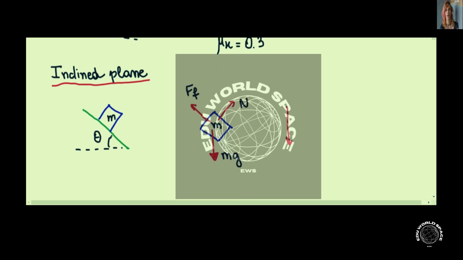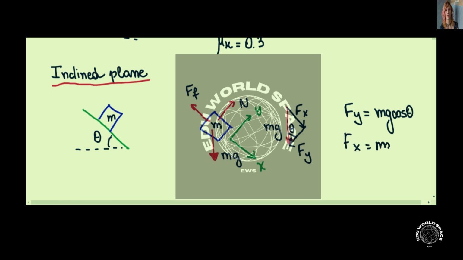Now, the gravitational force, mg, can be decomposed into a component that is perpendicular to the plane and a component that is parallel to the plane. So this here is theta, this is mg, and we have Fy and Fx. Here I've set up a coordinate system such that the y-axis points perpendicularly to the plane and upwards, and the x-axis points down along the plane. So we have that Fy is equal to mg cosine of theta, while Fx is mg sine of theta.